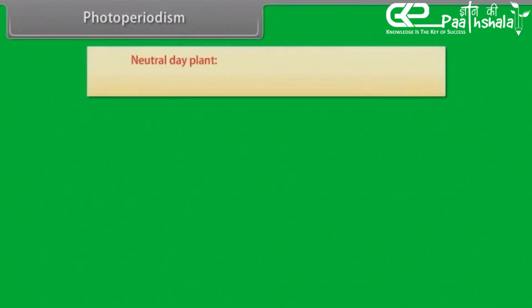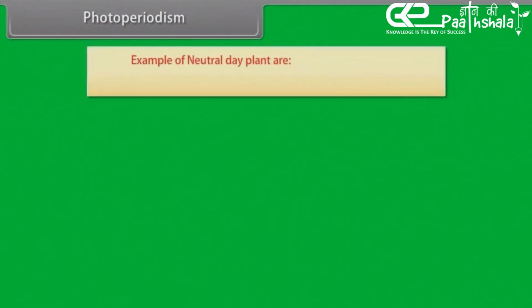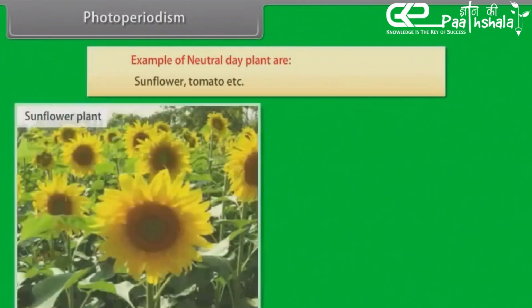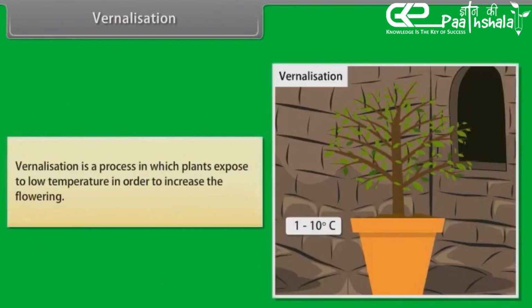Neutral day plants. These plants flower regardless of the exposure to light. Examples of neutral day plants are sunflower, tomato, etc. Vernalization. Vernalization is a process in which plants are exposed to low temperature in order to increase the flowering.